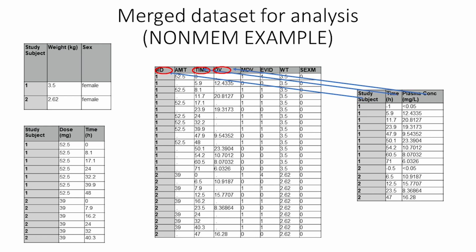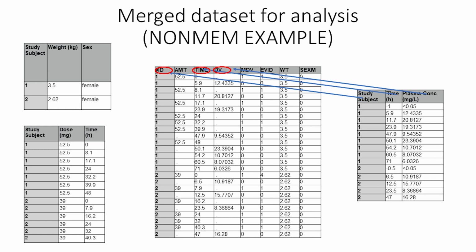Similarly, the next table showing study subject, time, and plasma concentration appear again in the ID column, time, and the DV, which in the NONMEM parlance stands for dependent variable. This is your observation. This is your concentration. And you can see now that we've got plasma concentrations interspersed here. So the NONMEM data set runs sequentially. So you have a dose and you have an observation, and it runs sequentially in time.